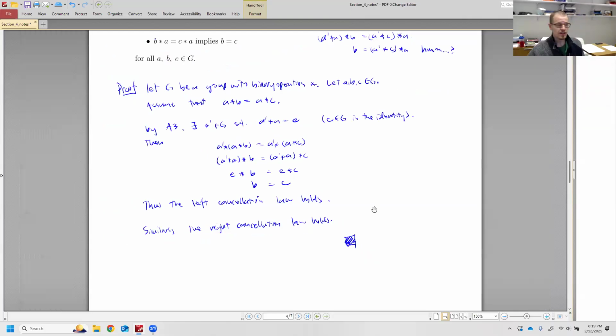Nothing too crazy, nothing super complicated. Just making sure that we know what things that we need from the definition of group and how they get used. And that's it.